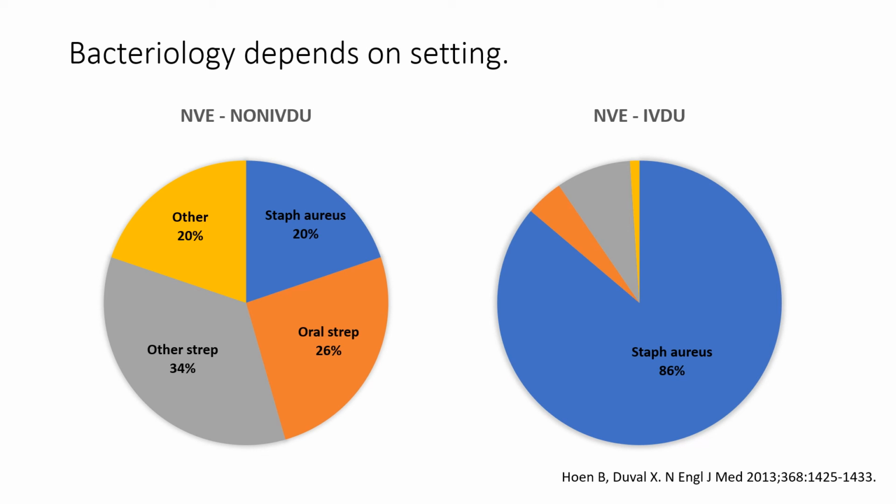So in native valve endocarditis, so the NVE stands for native valve endocarditis, in non-IV drug users, it's mostly streptococci, so either oral strep like strep mitis or other streptococcal species, and then Staph aureus also makes up a sizable proportion. In IV drug users, it is almost always Staph aureus. For whatever reason, even though staph and strep both live on our skin and staph epidermidis lives on our skin, in IV drug users, it seems to be Staph aureus that is most commonly the cause of the bacteremia that leads to endocarditis in these patients.